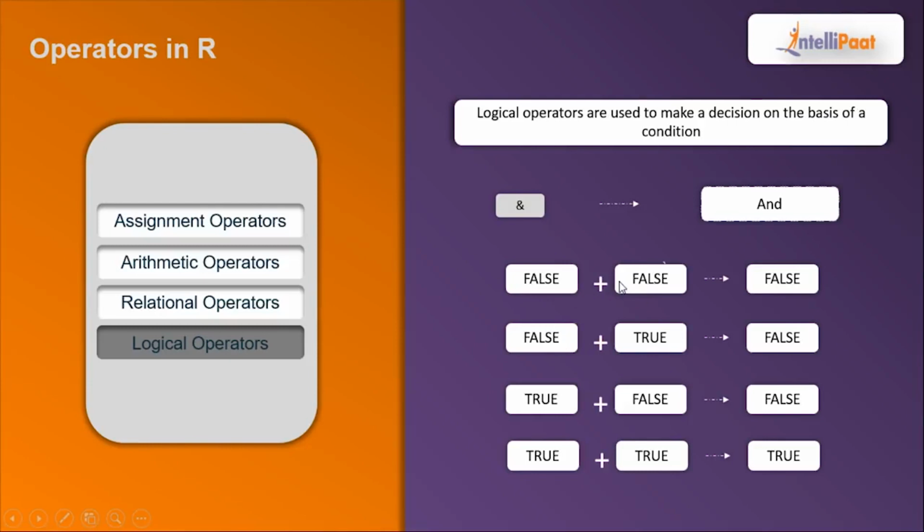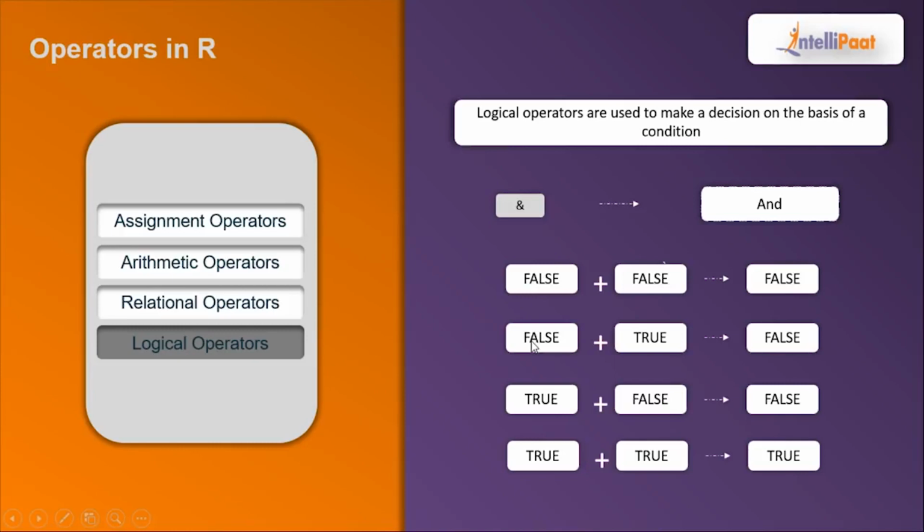So we have two conditions over here. And if both of those conditions are evaluated to true, only then the AND operator would give a true result. So let's take this case over here. Here, the first condition is evaluated to false and the second condition is also evaluated to false. And that is why the result which we get is false.